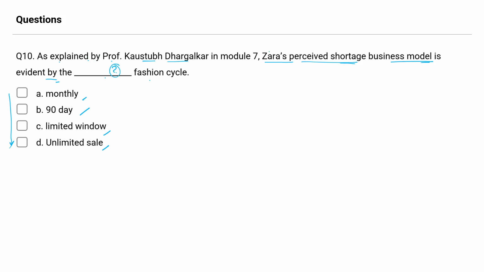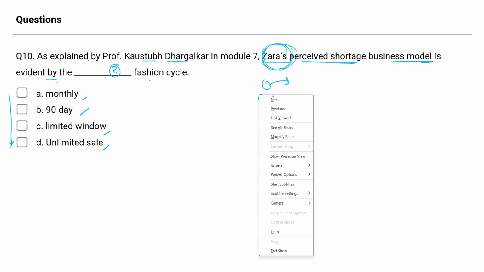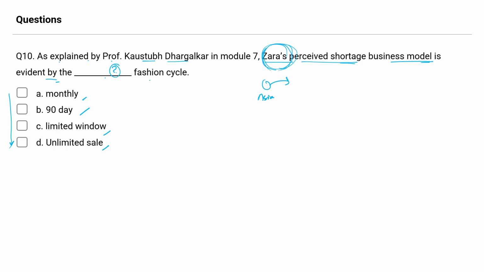Business model is evident by what type of fashion cycle? If you remember, he gave an example of Zara, how the fashion works out at Zara, how it moves from one place to another place, from Asia, sorry, Africa, Europe. We'll see from the screen validation, but you need to tell me what could be the right answers for this question. This is as explained by Professor Costa.